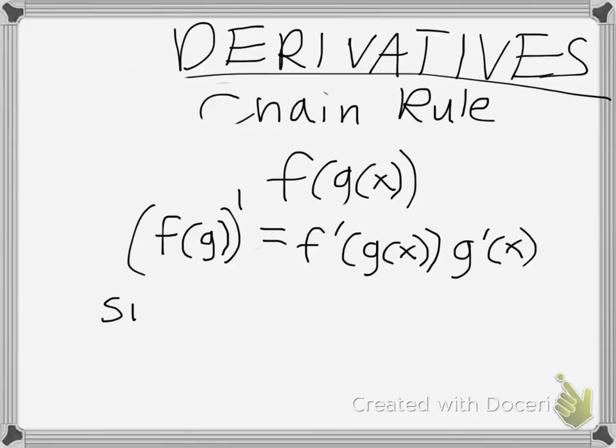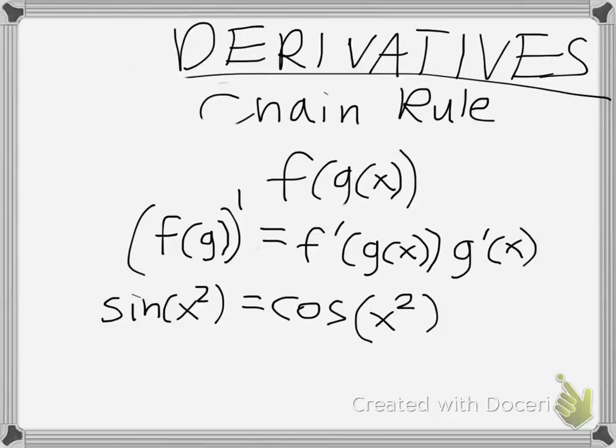So let's do the example of sine of x squared. So in sine of x squared, g is x squared, f is sine of x. So f prime of g of x would be the derivative of sine of x, which is cosine, of g of x, which is x squared. So it would be cosine of x squared, and then you multiply it by g prime of x. So g of x is x squared, so g prime of x is 2x. So the derivative of sine of x squared equals 2x times the cosine of x squared.